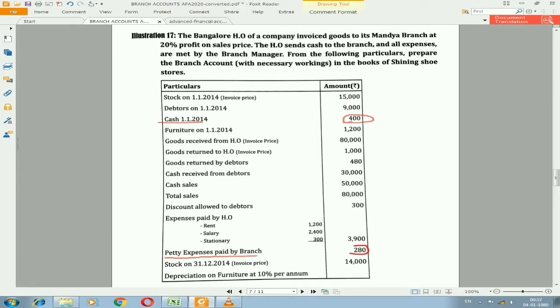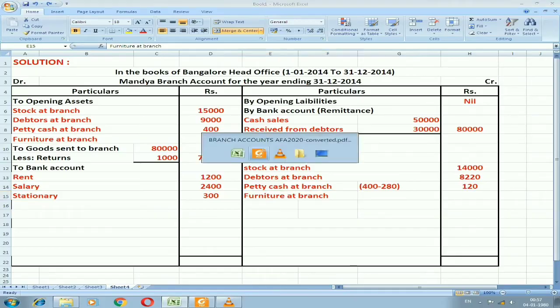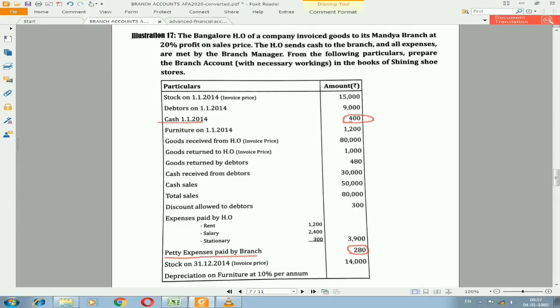Then the branch met expenditure which is petty expenses, that is 280. So we are going to deduct it and we get the closing balance, that is 120. Then we need to calculate furniture at branch on the closing day. The opening day furniture value is 1200, as it is a fixed asset. Closing balance will also be the same, unless they have given depreciation, we are supposed to deduct depreciation from that value.